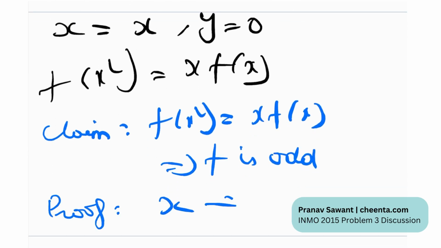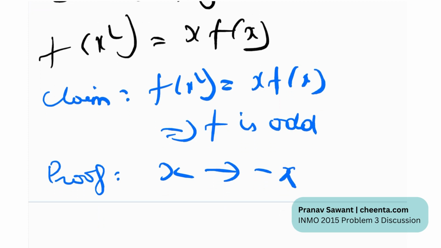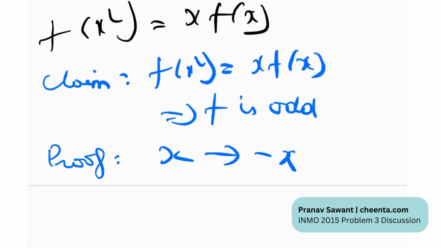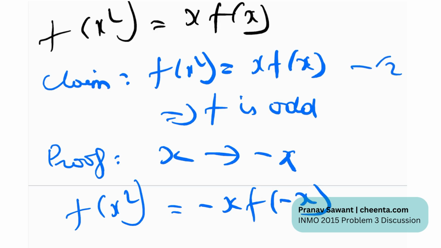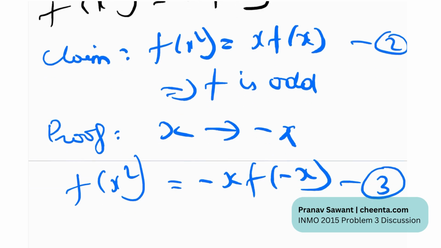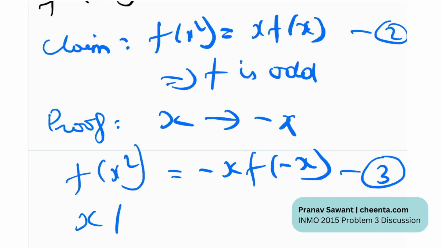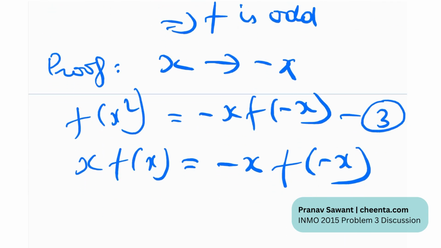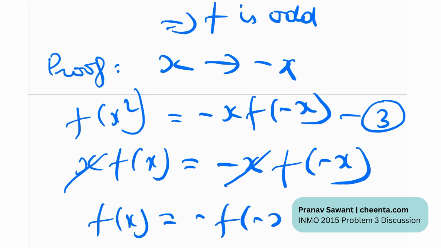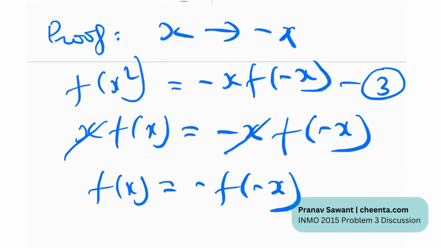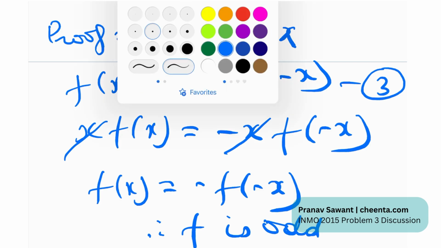Just substitute x with minus x, which is a very common technique to see if a function is odd or even. On the left hand side we'll get f of x squared, which will be minus x times f of minus x. On both those equations 2 and 3, the left hand side is the same, so you can equate the right hand side. If I just cancel x on both sides, I'll get f of x is equal to minus f of minus x, which satisfies the definition of an odd function, so therefore f is odd. Essentially we proved that f is odd.